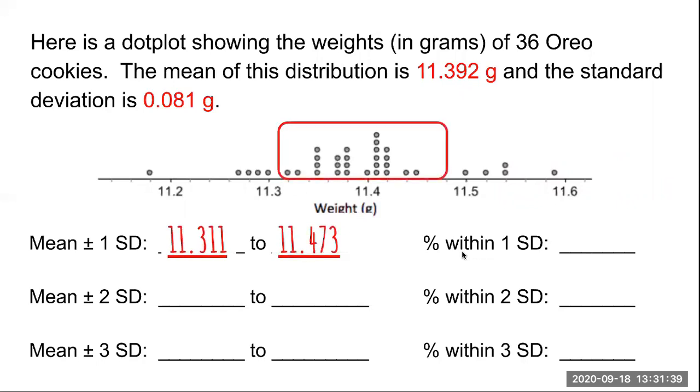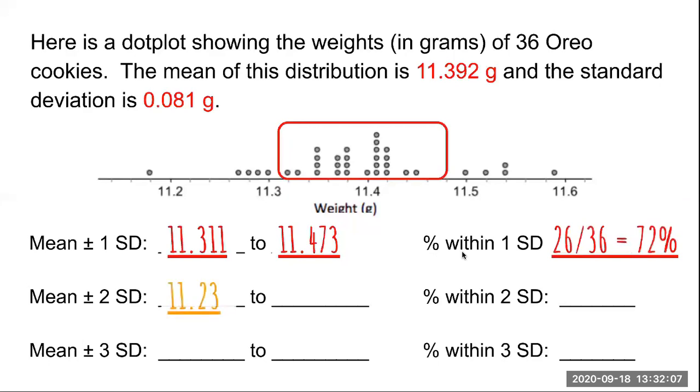So what percent of observations are within 1 standard deviation? Well, I've put a little box around everything from 11.311 to 11.473, at least as best as I could guess where those are. So I count 26 out of 36 of those dots are within 1 standard deviation. So we'd say 72% of the observations are within 1 standard deviation of the mean.